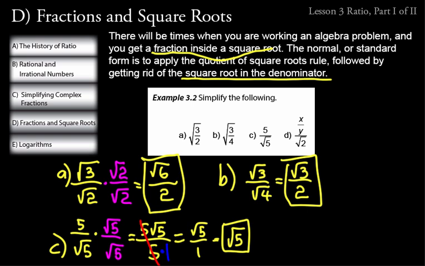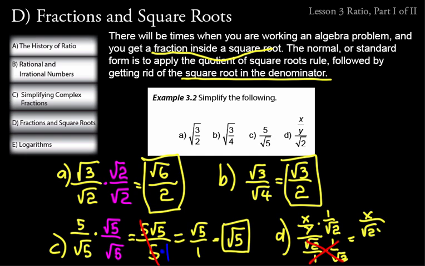Okay, and then D, being careful here, we have an x over y over the square root of 2, and let's make that a fraction, over 1. So we're multiplying above and below by 1 over square root of 2 to simplify this. Okay, so all of this is going to cancel. Now we have x over square root of 2y.